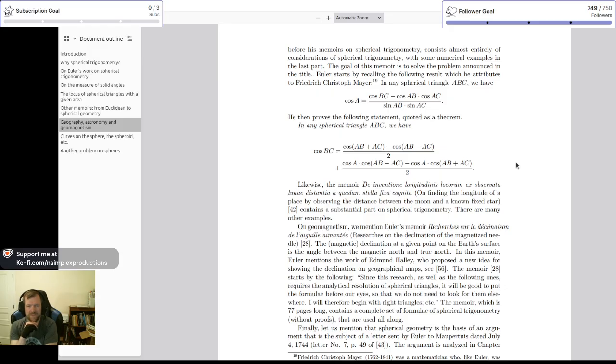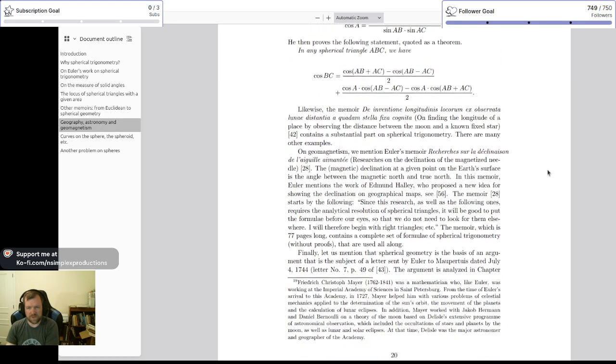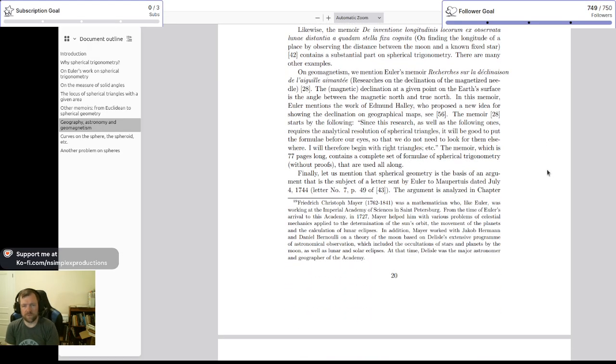The magnetic declination at a given point of the Earth's surface is the angle between the magnetic north and true north. In this memoir, Euler mentions the work of Edmund Halley, who proposed a new idea for showing declination on geographical maps, see 56. The memoir 28 starts with the following. Since this research, as well as the following ones, requires the analytical resolution of spherical triangles, it will be good to put the formulae before our eyes so that we do not need to look for them elsewhere. I will therefore begin with right triangles, etc. The memoir, which is 77 pages long, contains a complete set of formulae of spherical trigonometry without proofs that are used all along.